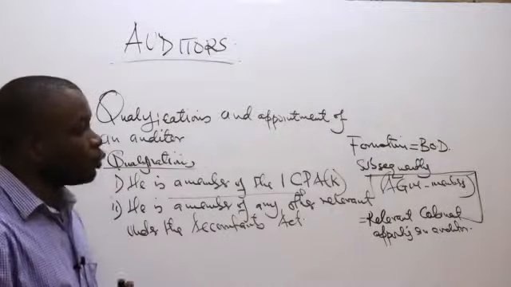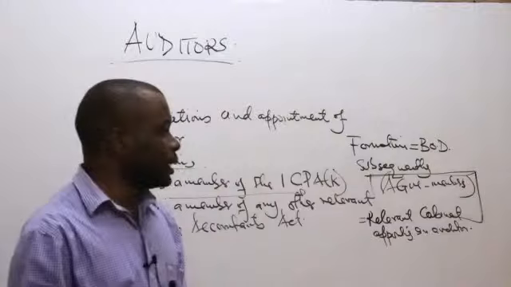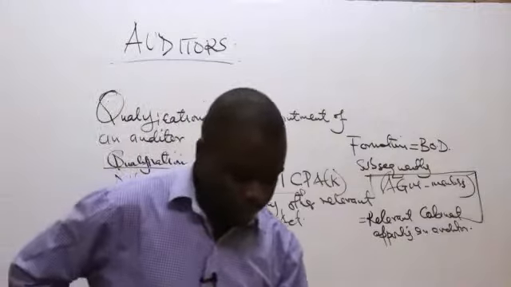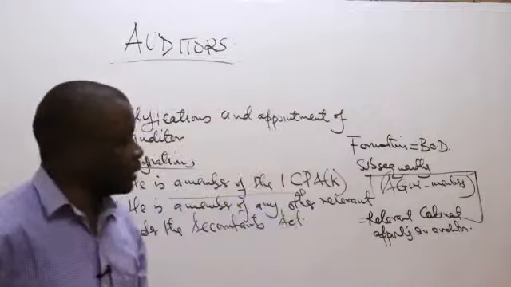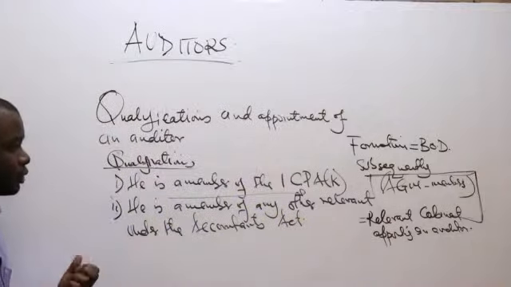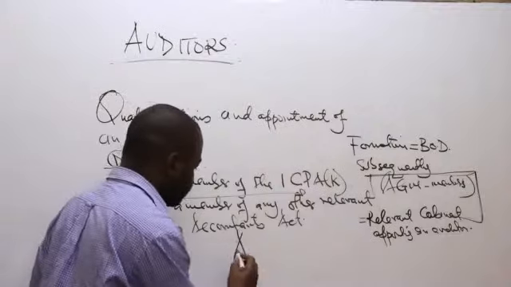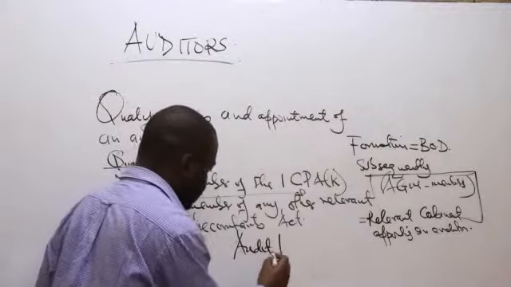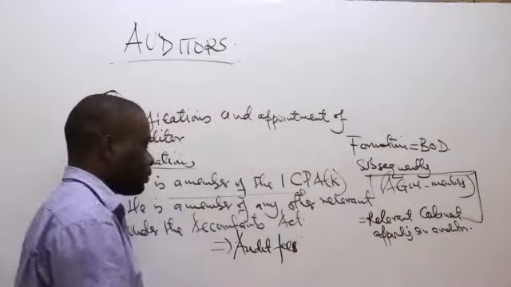This remuneration could come in different forms. They could decide to pay him like a salary, or they could decide to pay him a certain amount. The remuneration of this auditor will come in different ways. For example, they could decide they pay what is known as audit fees. So it could come in terms of the audit fees.